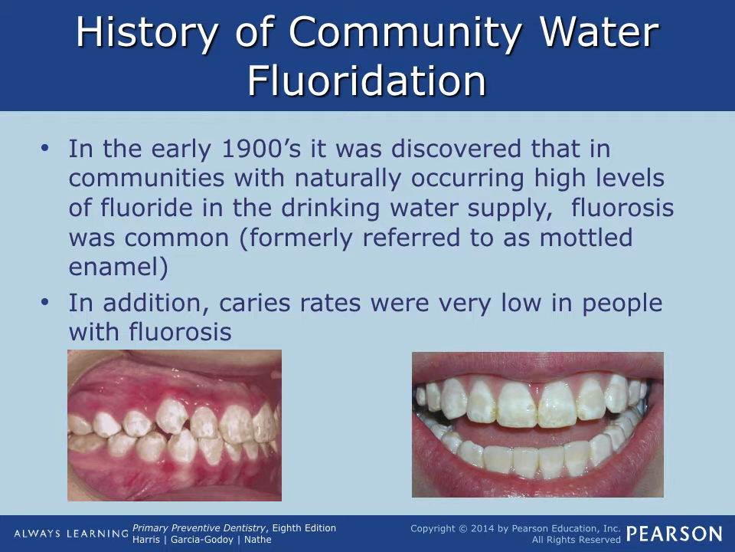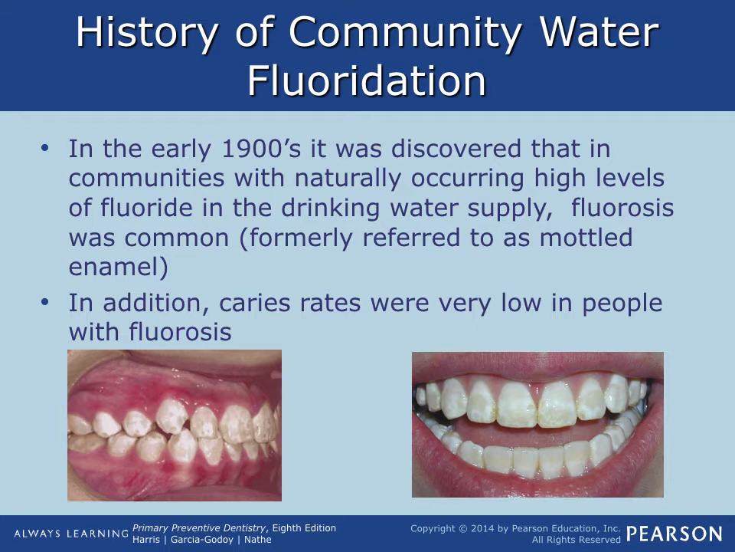So in the early 1900s, it was discovered that in communities with naturally occurring high levels of fluoride in the drinking water supply, fluorosis was common. We call it fluorosis now, but as you heard me say previously, Dr. Dean was charged with figuring out why all these patients had mottled enamel. You can see from the pictures, this is what mottled enamel or fluorosis looks like.